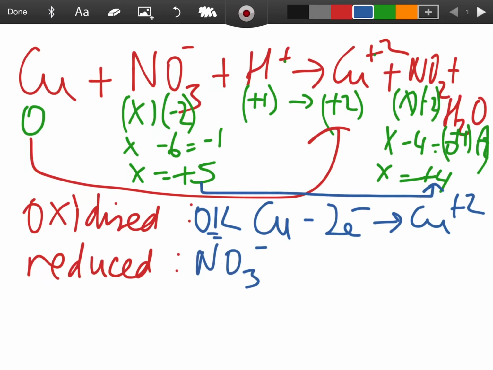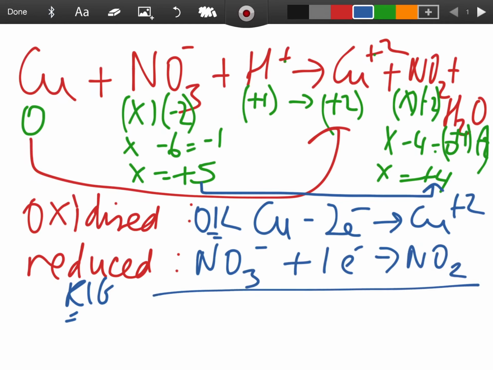Okay? And what has been reduced? The nitrogen, the N +5, has gone down. So we're going to write minus. Now, reduction means that it has gained, so +1 electron, and it's gone to the NO2. The third step then, we said, was to balance the electrons. You can't have a situation where you have something losing 2 and another species gaining 1.